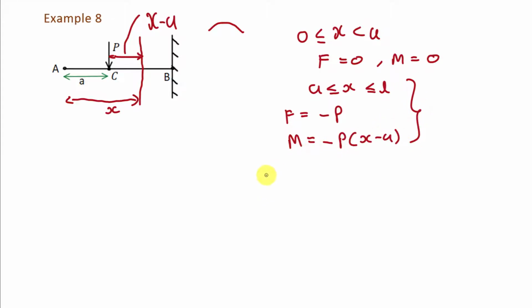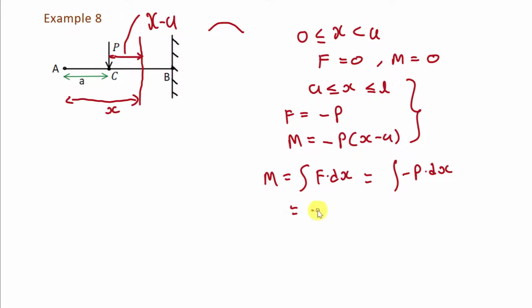We can also find out bending moment M by integrating shear force. Now here what is the value of shear force? That is minus P. So bending moment will be equal to the integration of minus P into dx, right?